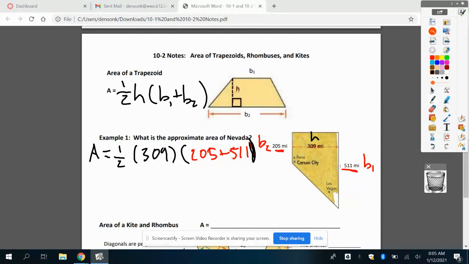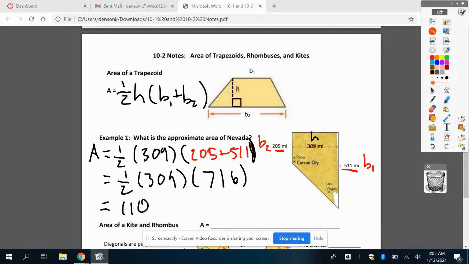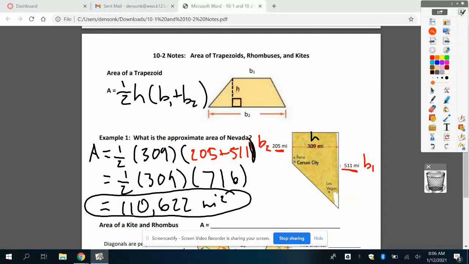So then the area ends up being 1/2 that 309. When you add your bases, you get 716. And then when you put it all together, you get your area to be 110,622 miles squared. So that's how you would do a problem like that when you're finding the area of a trapezoid.